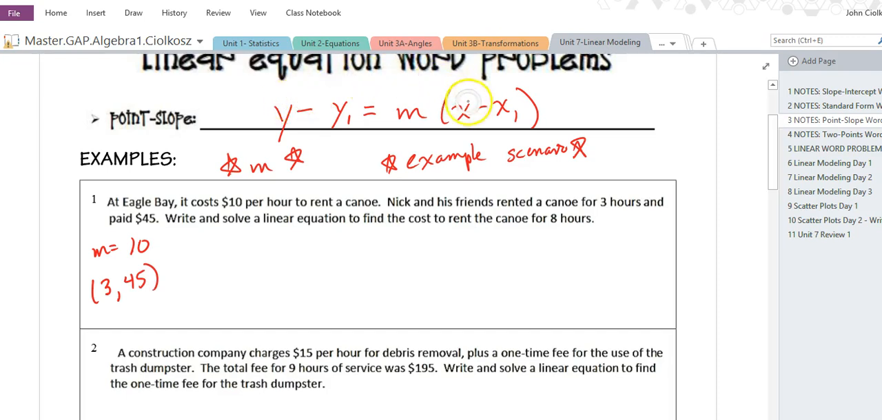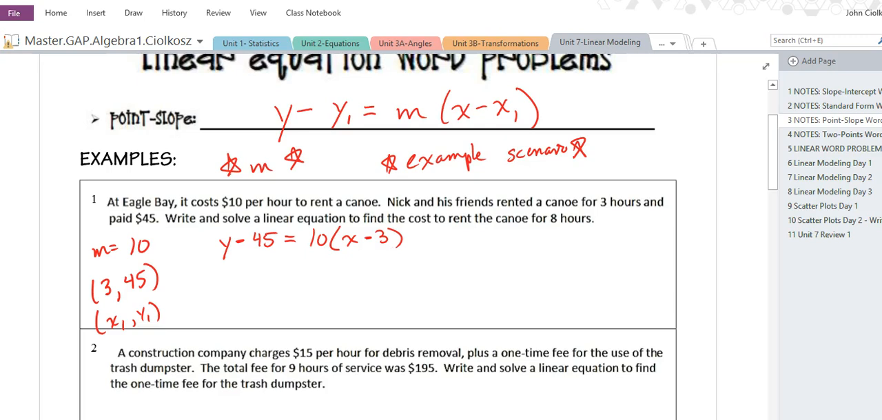Here, y and x are our variables. y1, x1 are this ordered pair we're getting. And m we're also going to be given as our slope. So here I have that equation. Now, what we're going to go ahead and do is we're going to need to solve.